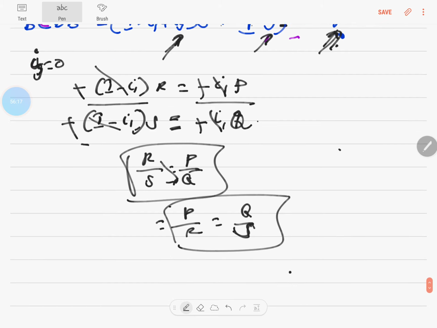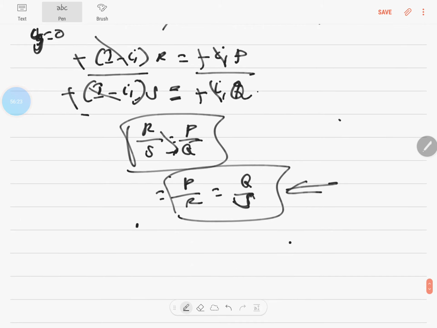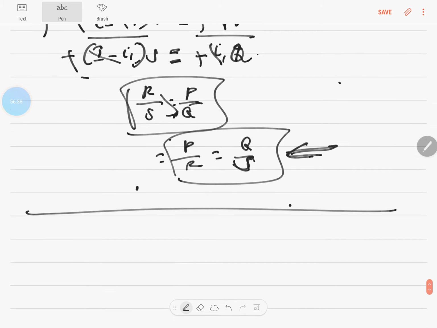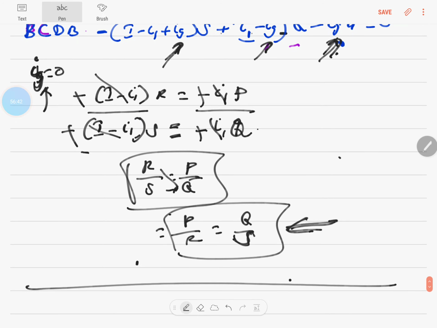So therefore you conclude that when the galvanometer current is 0, the ratios of the resistors are proportional. Which means when the ratios of the resistors are proportional, the galvanometer will show 0 deflection. No current will flow through the galvanometer. The converse is true. So that's what Wheatstone's bridge is all about. Next is meter bridge and potentiometer.